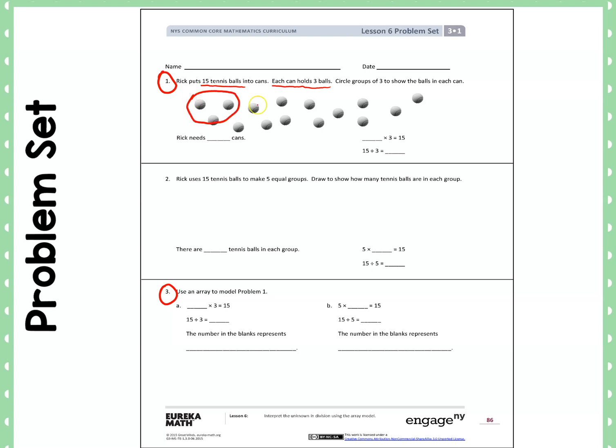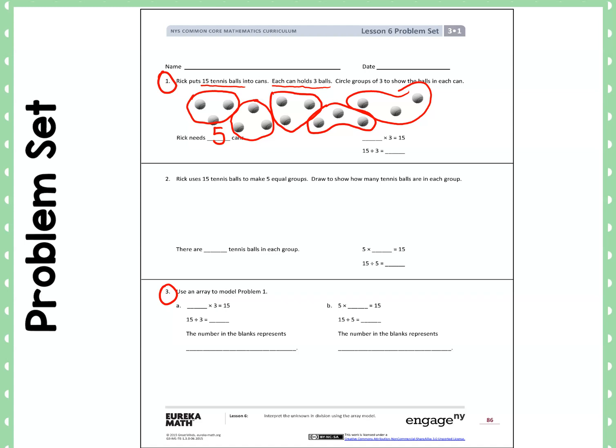So here's one group of 3, another group of 3, another group of 3. Let's keep going. Okay, did it make equal groups? Yes, it did, because there isn't one left over. So we know that there's 3 balls in each can, and we know that there's 15 total. Now we can find how many cans there are. So let's count how many groups we were able to make. 1, 2, 3, 4, 5. So Rick would need 5 cans for all 15 tennis balls.